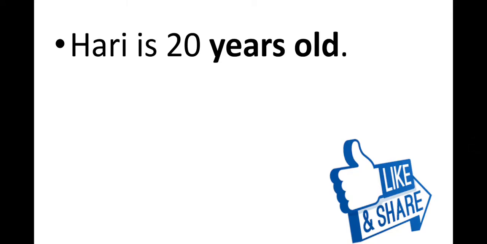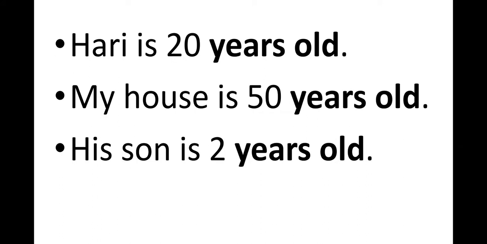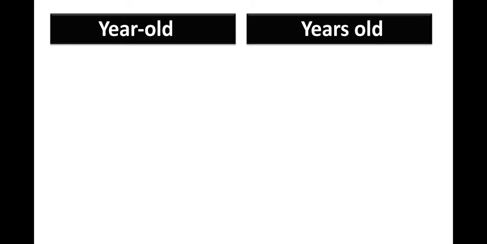Hari is 20 years old. My house is 50 years old. His son is 2 years old. Did you notice something here? There is no noun after the phrase "years old," and there is no hyphen between "years" and "old." So when we use the phrase "years old," we neither use any noun after it, nor a hyphen between "years" and "old." You will understand it better when I explain the difference between "year old" and "years old" altogether.